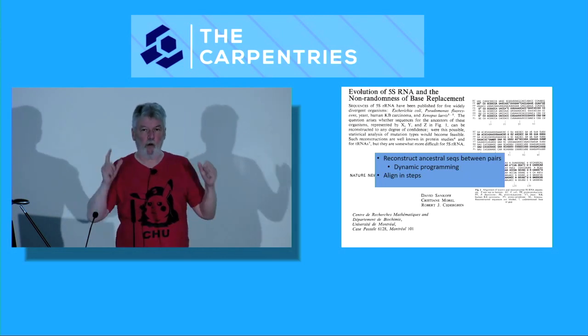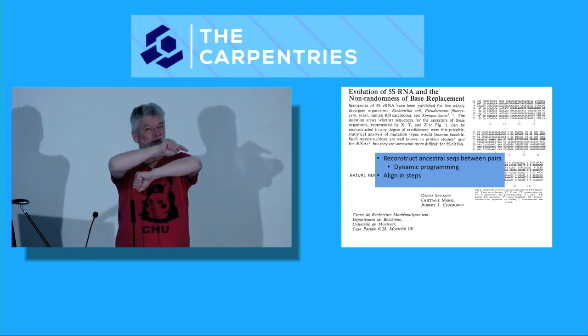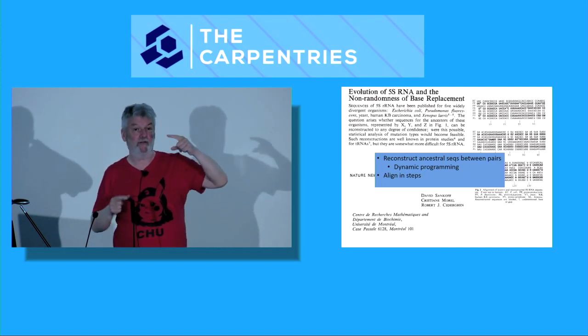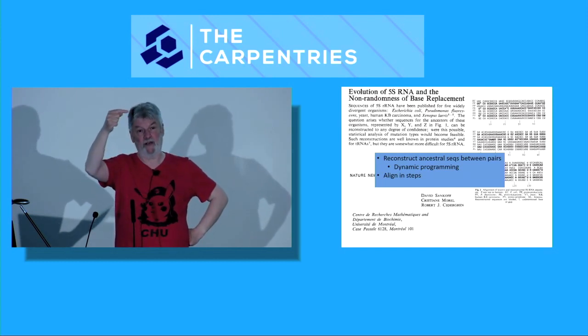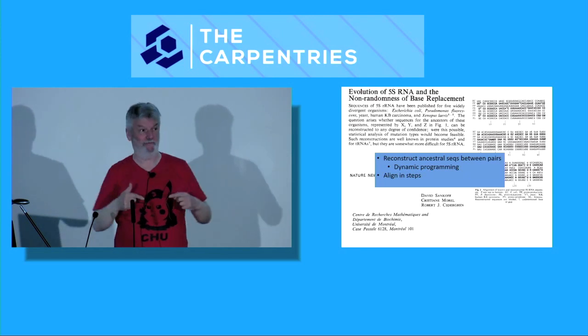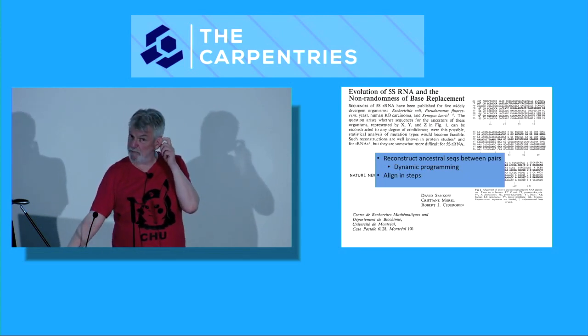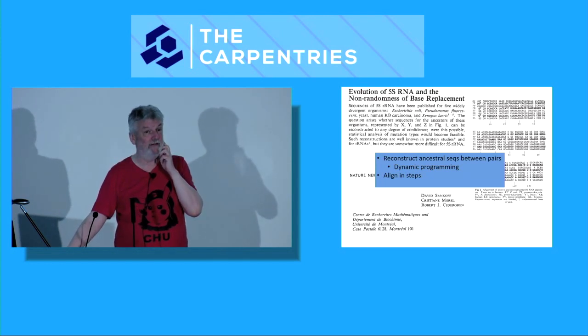You take the closest pair, align them together, and reconstruct the ancestral sequence. So it's an estimate, it's a guess. And you replace that pair of sequences with the reconstructed ancestral sequence. That reduces the size of the problem by 1. And you just keep doing that. And that is essentially progressive alignment, which people have been using, and which was reinvented about a dozen times in the late 80s.